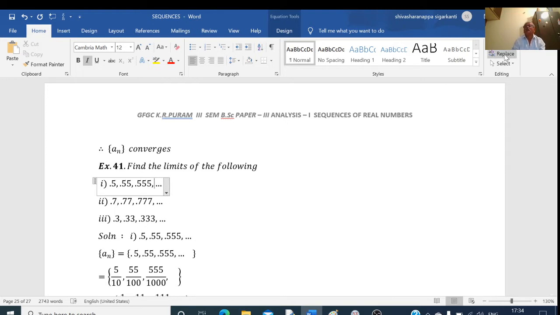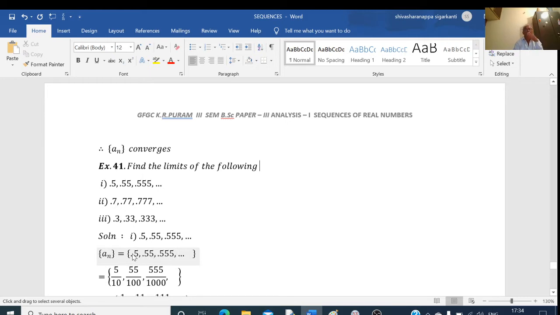And the second example is a similar example: 0.7, 0.77, 0.777. The third example is also similar: 0.3, 0.33, 0.333. Okay, so let us go to this first one. 0.5, 0.55, 0.555. This is the sequence a_n.